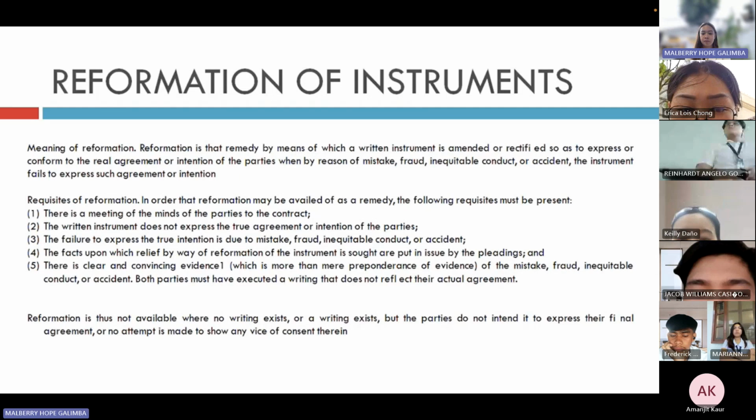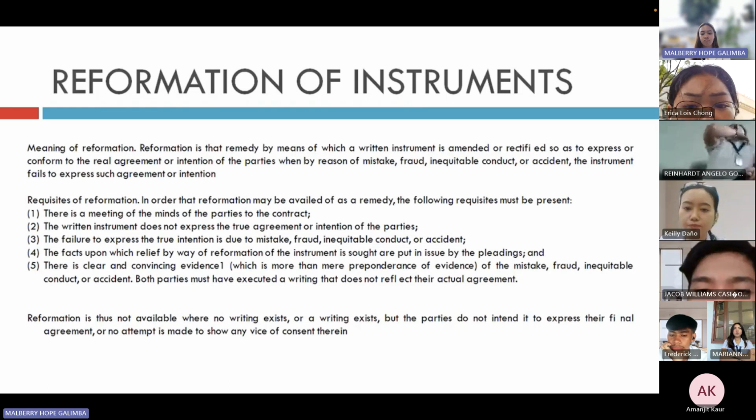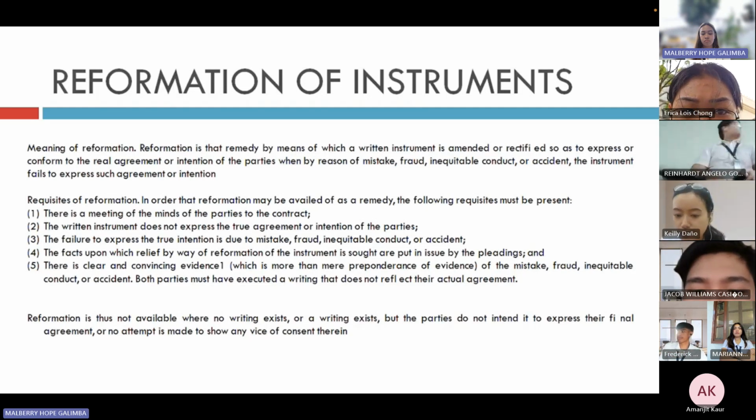What are the requisites? Number 1, there is a meeting of the minds of the parties to the contract, meaning the parties have agreed. There is no dispute between the two, between what was agreed upon by the parties. Both parties have agreed on the same thing. There's a meeting of the minds. Number 2, the written instrument does not express the true agreement or intention of the parties.